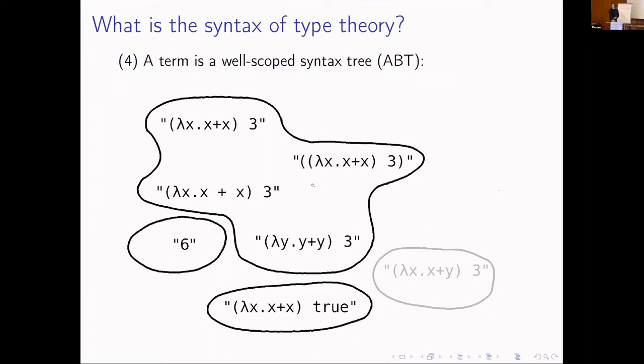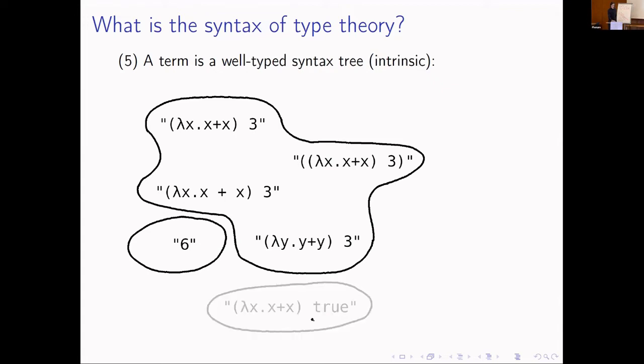But we can go further and note that here we apply true to this function, but this function performs an addition with its input, and true is a Boolean value. It's not clear what addition means on Booleans, so maybe this should be excluded. So in the next step, we don't identify anything, we only exclude this non-well-typed one. Now terms become well-typed syntax trees.